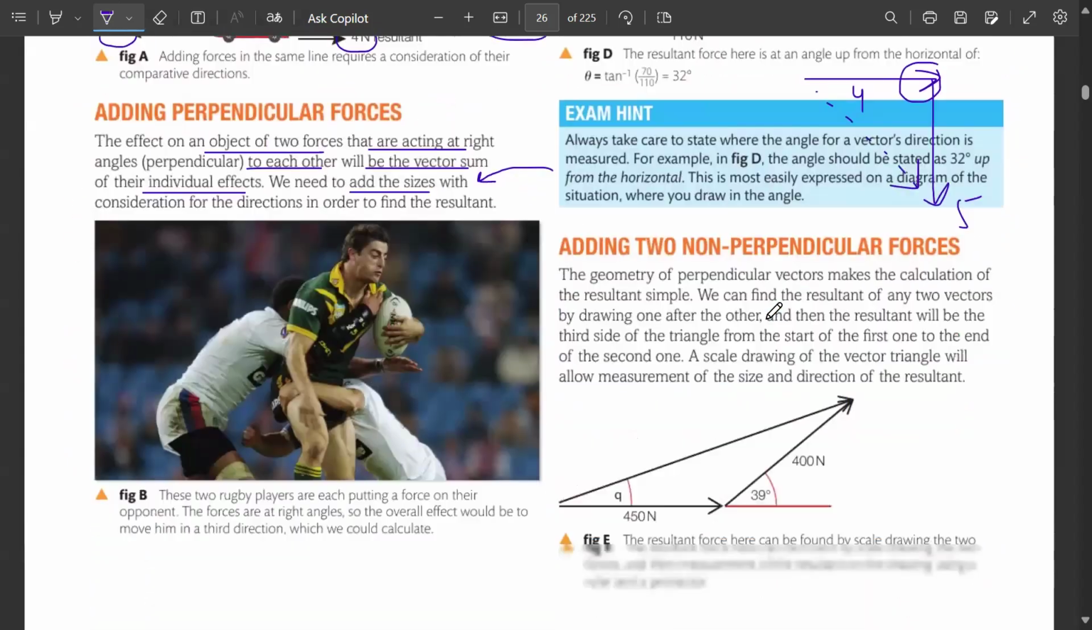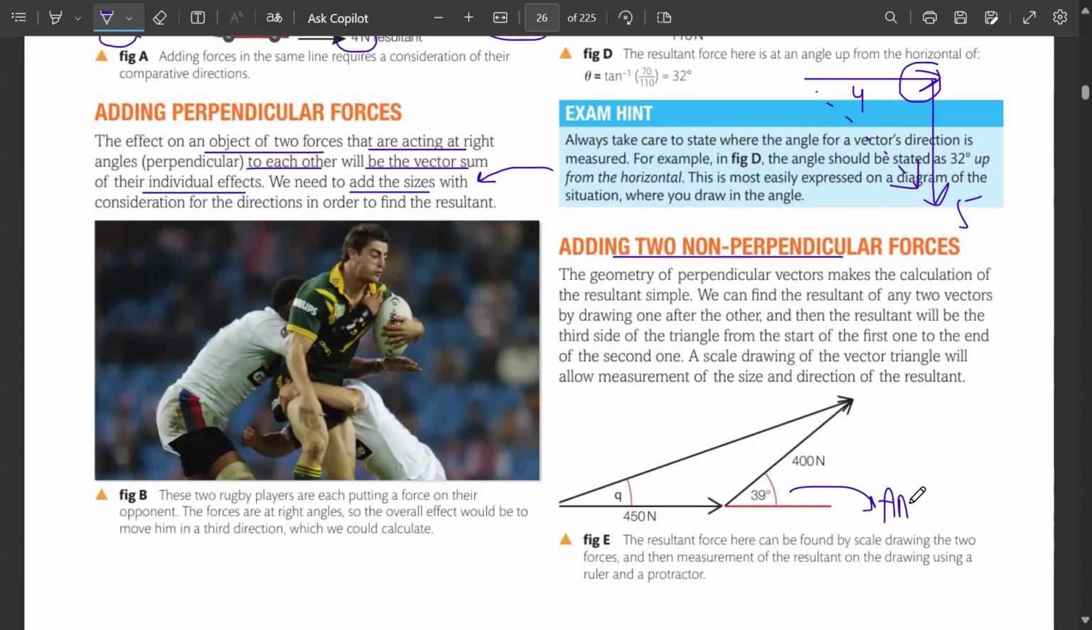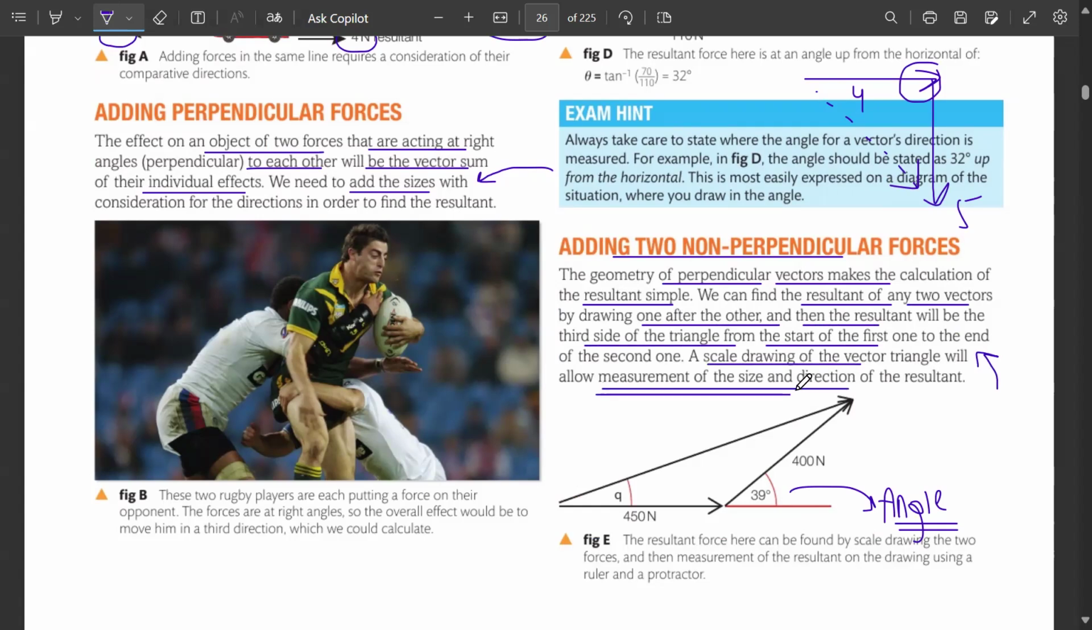So adding two non-perpendicular forces, what if they're non-perpendicular now? Now we are going to use the angles, because it's not always compulsory that it's a 90-degree angle. The geometry of perpendicular vectors makes the calculation of the resultant simple. We can find the resultant of any two vectors by drawing one after the other, and then the resultant will be the third side of the triangle from the start of the first one to the end of the second. A scale drawing of the vector triangle will allow the measurement of size and direction of a resultant.